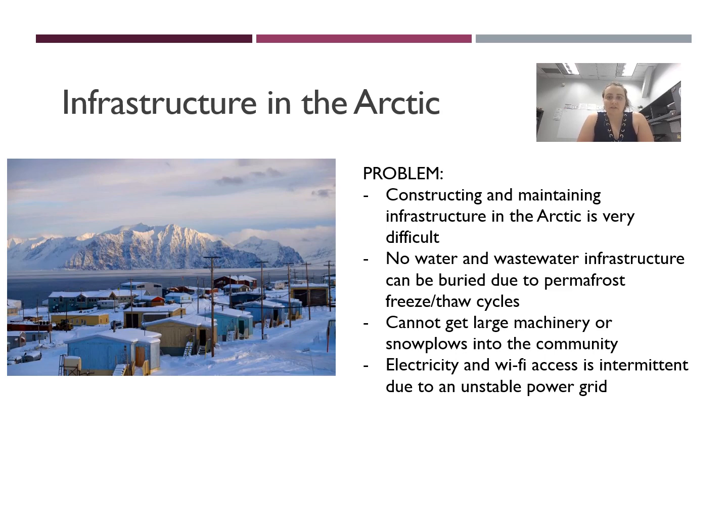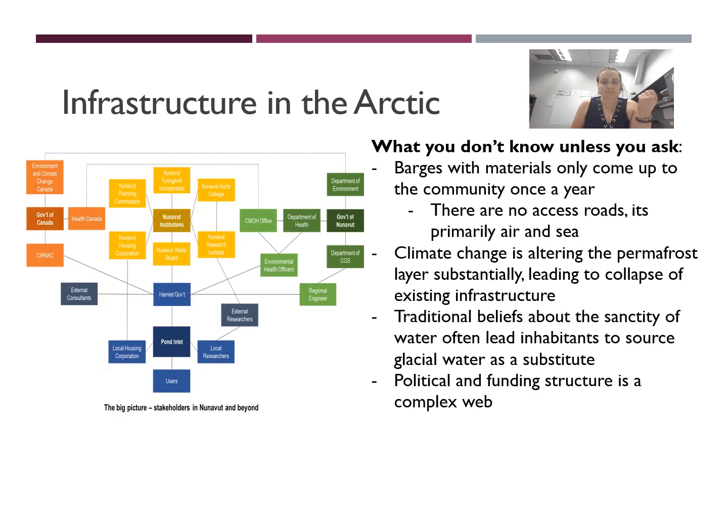So there are some problems, right? Constructing and maintaining infrastructure in the Arctic is very difficult. There's no ability to bury infrastructure. You can't get large machinery up into the community many times to install things. Electricity and Wi-Fi access is intermittent because there's an unstable power grid. So there are some things happening here that are really, really interesting, right? From an environmental standpoint, it is very, very difficult to transport materials up to these locations. It's very, very costly to maintain these types of systems. And there's kind of a social consideration of equity, right? Is everybody getting enough water when they need it in this community?